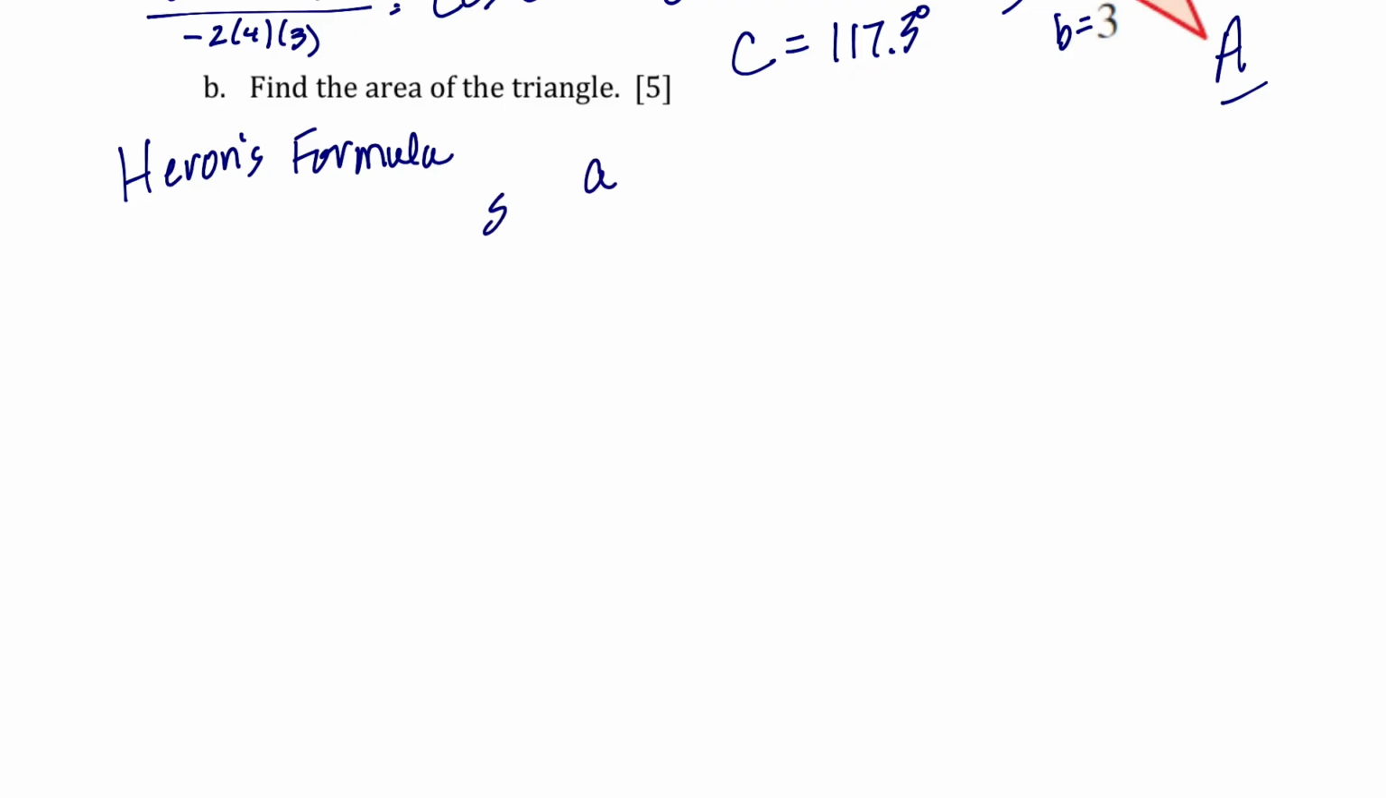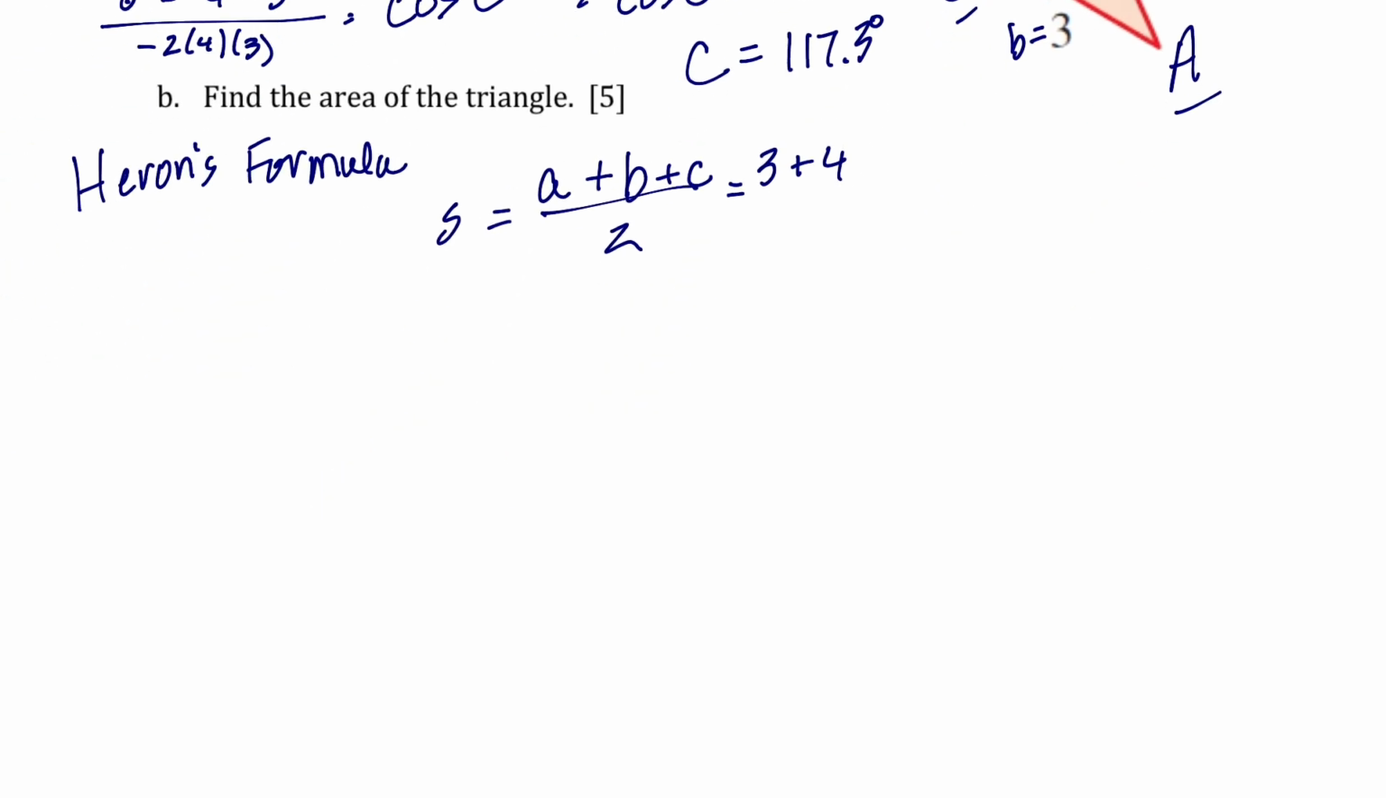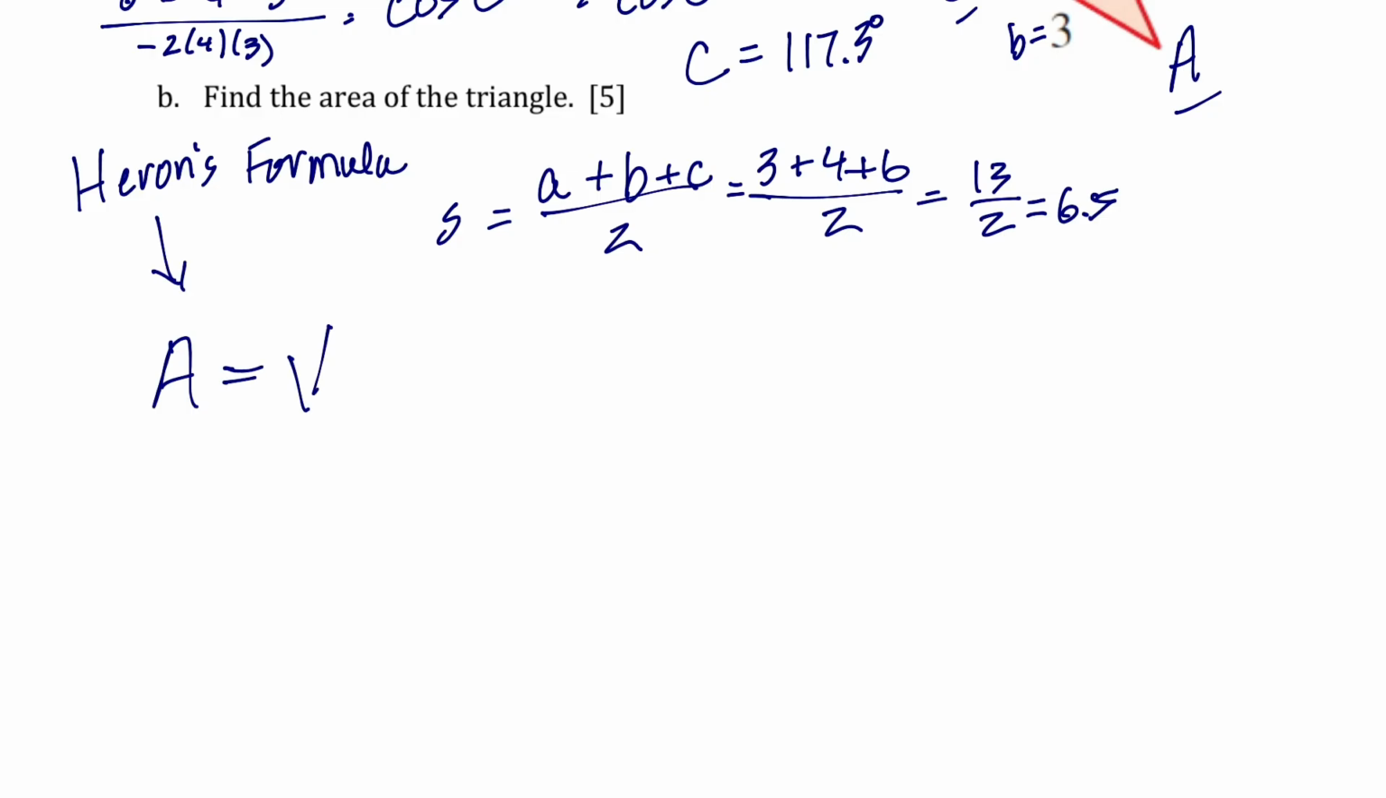I have to find out what's called the semi-perimeter by adding up all 3 sides and dividing by 2. So that would be 3 plus 4 plus 6, all over 2. So that's 13 halves or 6.5. So this is Heron's formula right here. Heron's formula says you take the square root of this product, the semi-perimeter S times S minus A times S minus B times S minus C.